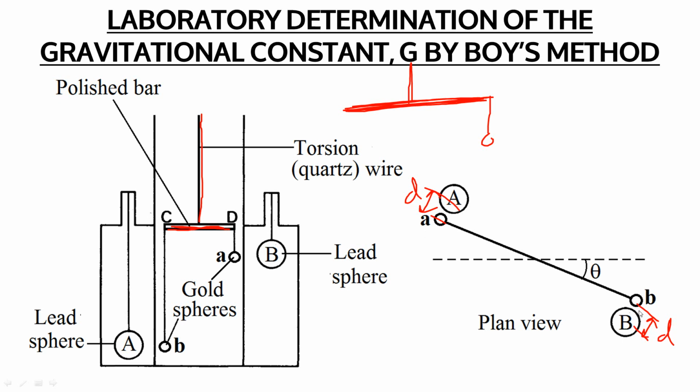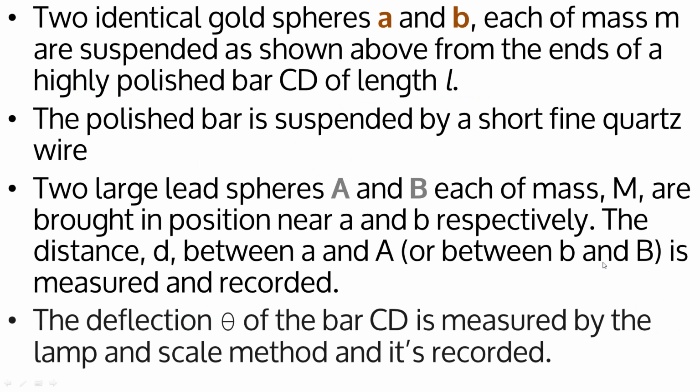You measure the distance between them, which is D. We are talking about this theta here, that angle of twist, which we are calling the deflection. So the deflection theta of the bar CD is measured by the lamp and scale method, and it's recorded.